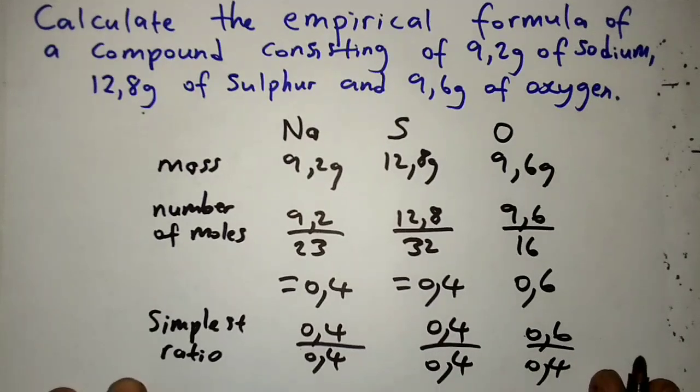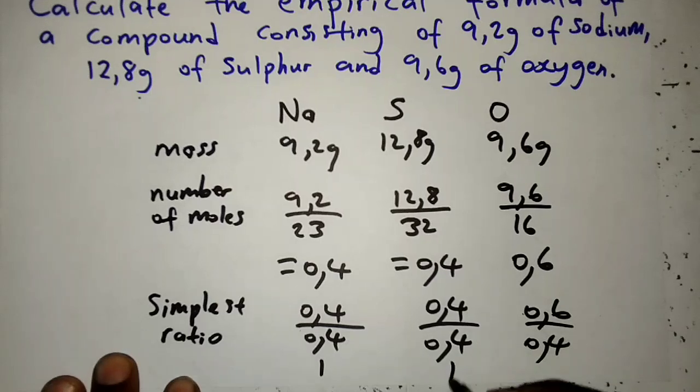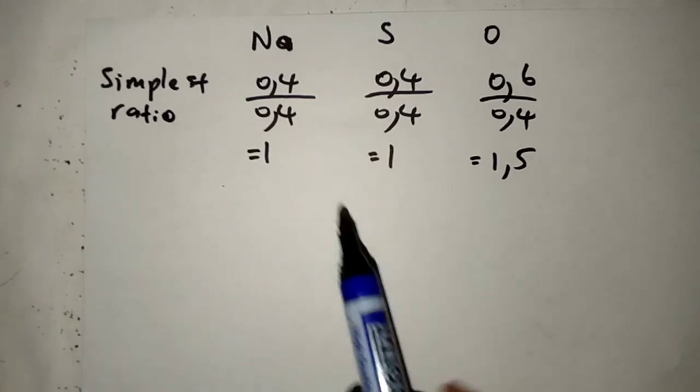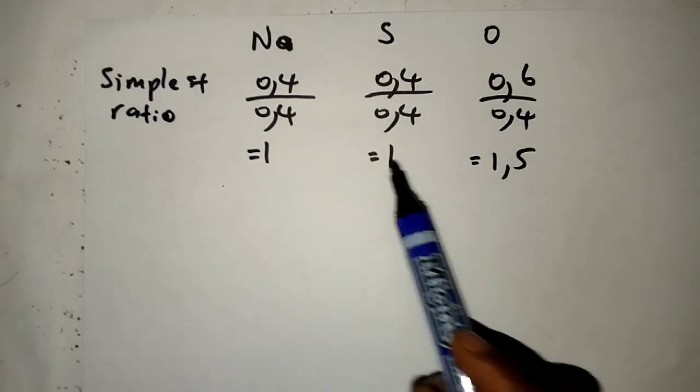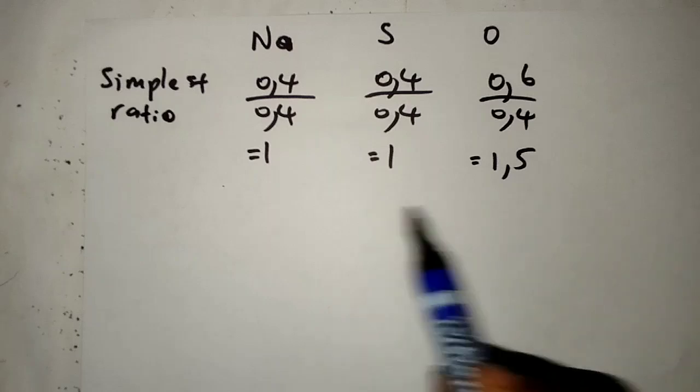Okay, so finally we know that 0,4 into 0,4 we get 1. Here again we get 1. Here we get 1,5. Okay, so as you can see, our simplest ratios here we've got 1, 1, and 1,5. But according to our definition, an empirical formula is the simplest whole number ratio. So we have to remove fractions or decimals.